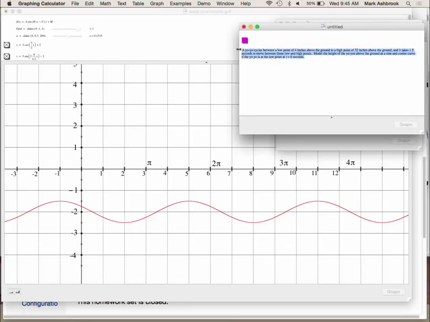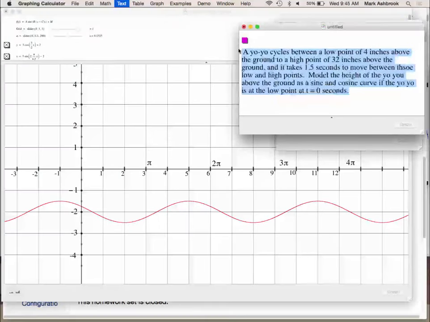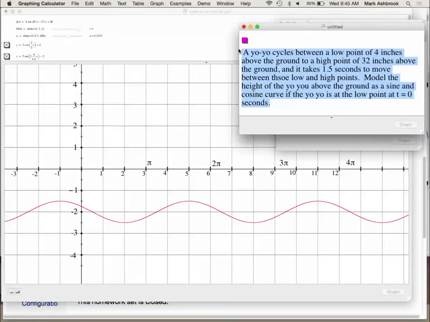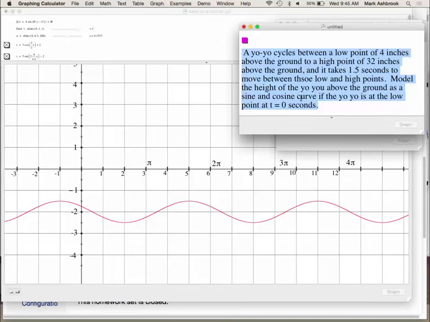So when you have a real world situation like this, what you want to do is first take the information and sketch the graph, right? So you're going to take this information and sketch the graph, and then all you have to do is do what we've been doing the whole class period.